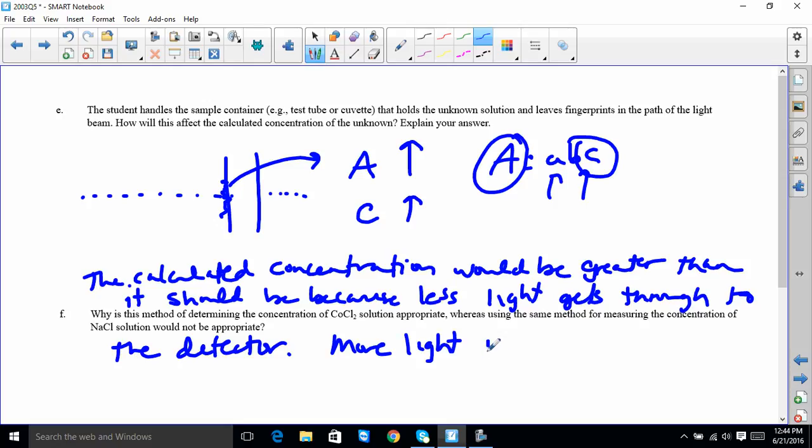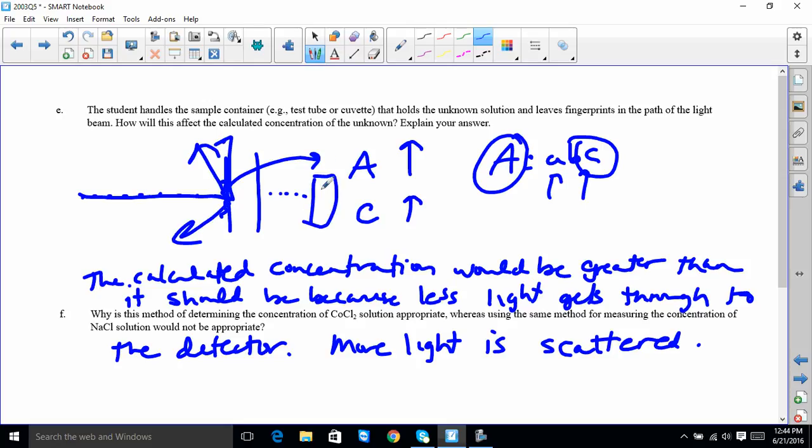More light is scattered, which I thought was kind of interesting, because most of you guys are also in physics. So what happens is, when the light comes in and hits this oily fingerprint, it doesn't get through. It bounces off, and it doesn't get through to whatever the detector is here. And so you have transmitted light and scattered light, however you want to say it.